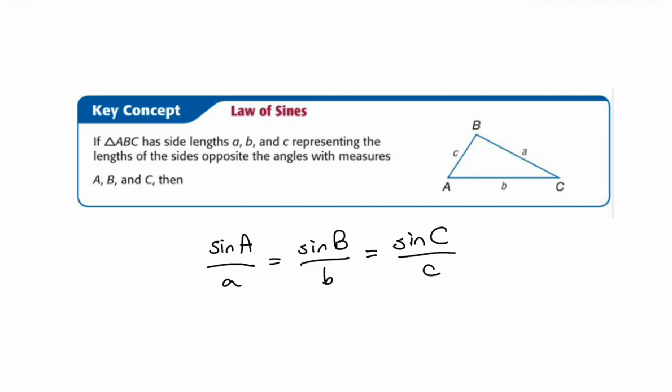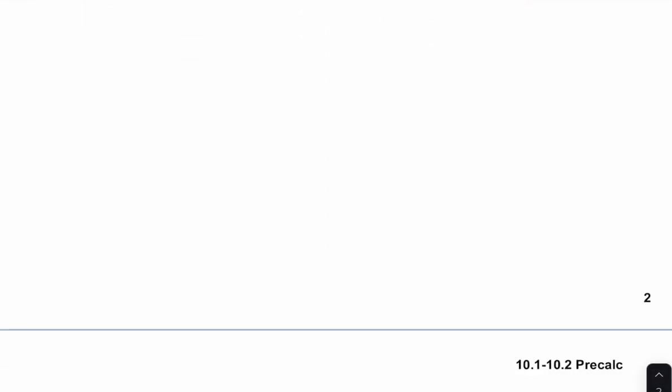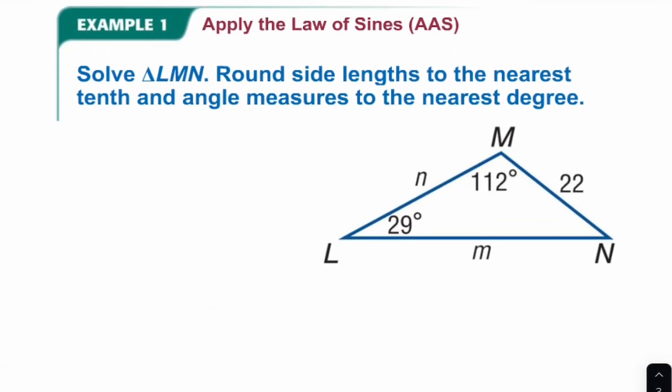And you can use any combination of the two. So let's say that I was dealing with A and C, I could use those. I could use B and C. I could use A and B. You can use any particular combination that's going to help you get what you want to get. Okay. So now that we have that rule written down, let's look at an example.